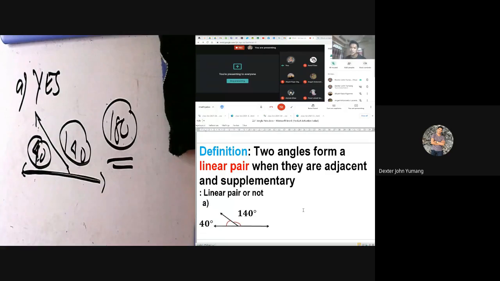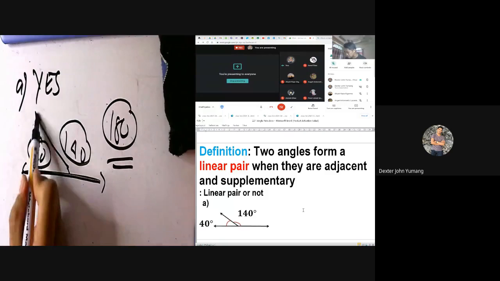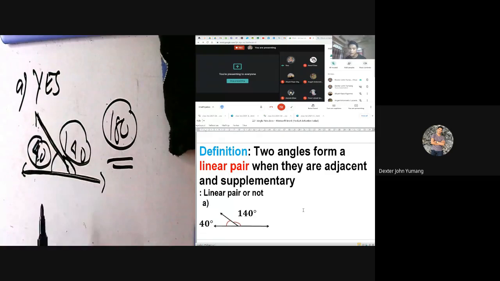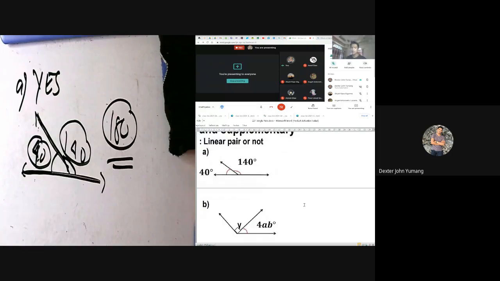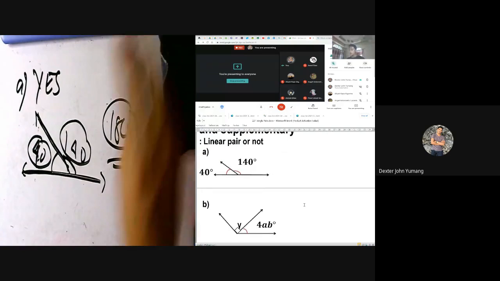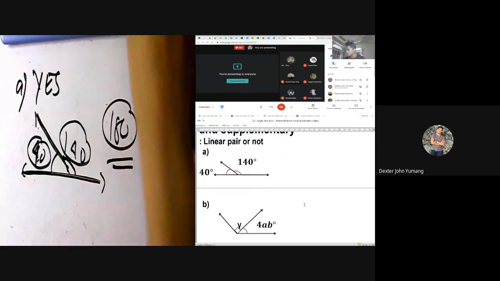Tulad ng sabi sa definition, linear pair are adjacent, magkatabi. Adjacent daw sila. Ito po, magkatabi po sila. Next, supplementary. Kanina nga, pag sinabi ng supplementary, equivalent kay 180. Kaya siya 180 ngayon. Okay? I hope you get it right. Next, letter B. Is that a linear pair or not? Type yes or no on the chat box, please.